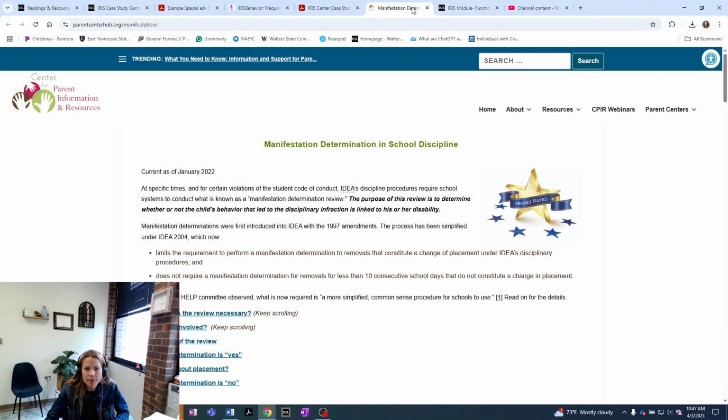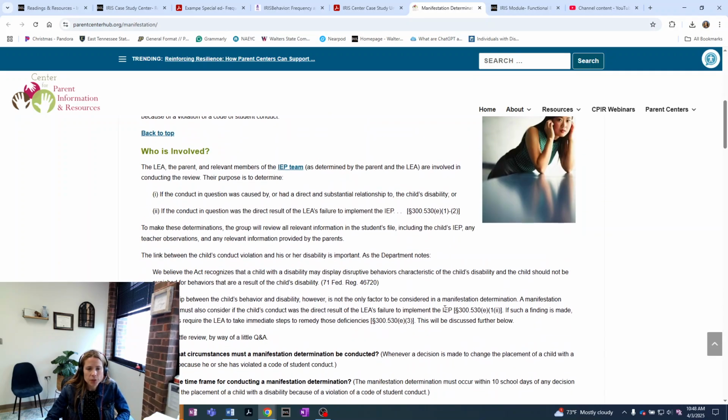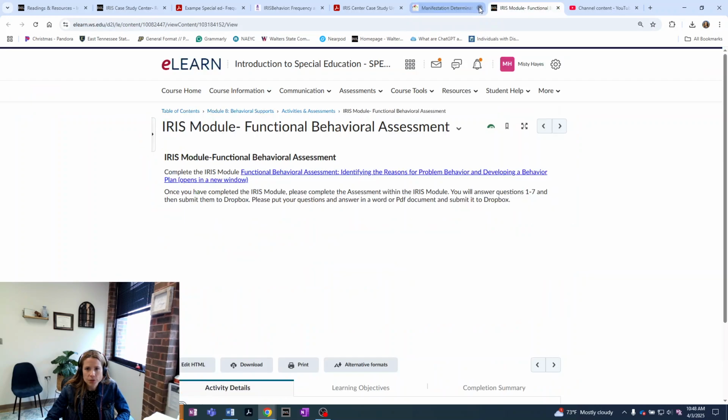And then the other resource I gave you was defining manifestation determination when we're talking specifically about school discipline. And again, remember, they were first introduced with IDEA when we had those amendments in 1997, but they're a little bit more simplified when we had the revision in 2004. But it's important for you to be able to know that. So that is a resource for you.